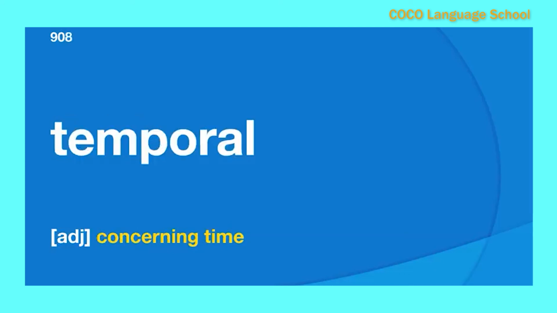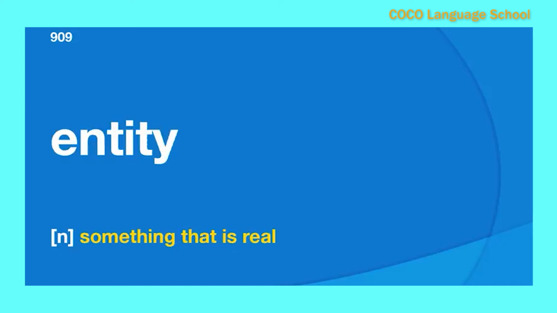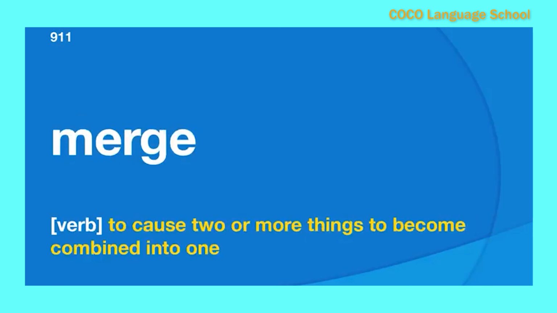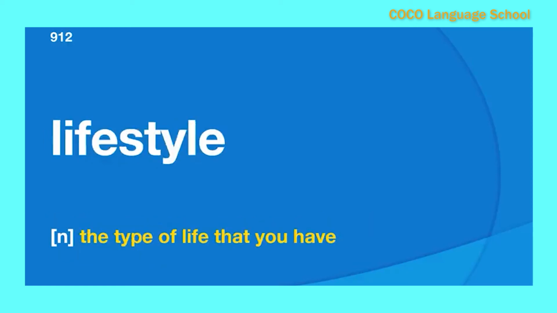Concerning time. Temporal. Something that is real. Entity. A drawing intended to explain how something works. Diagram. To cause two or more things to become combined into one. Merge. The type of life that you have. Lifestyle.